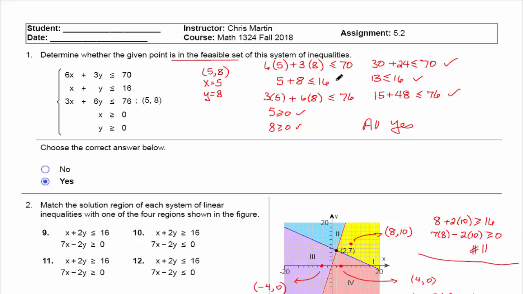So for the first one, yes. The second one, yes. The third one, yes. And yes, 5 is greater than or equal to 0, and 8 is greater than or equal to 0. These last two conditions are going to appear very often. And all that says is that we are dealing with points that live in quadrant 1. So all it's really telling me are points that live here in quadrant 1, these last two conditions.